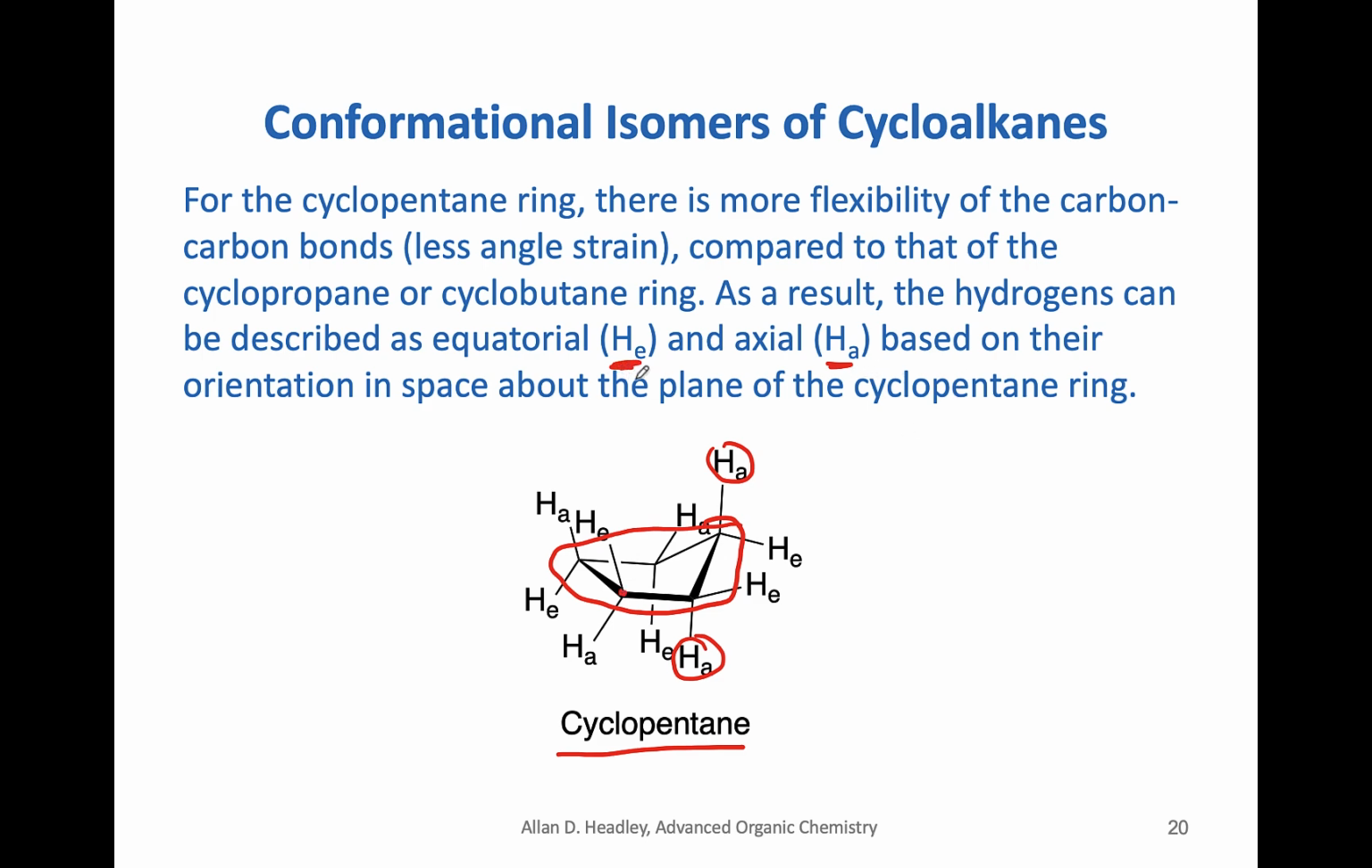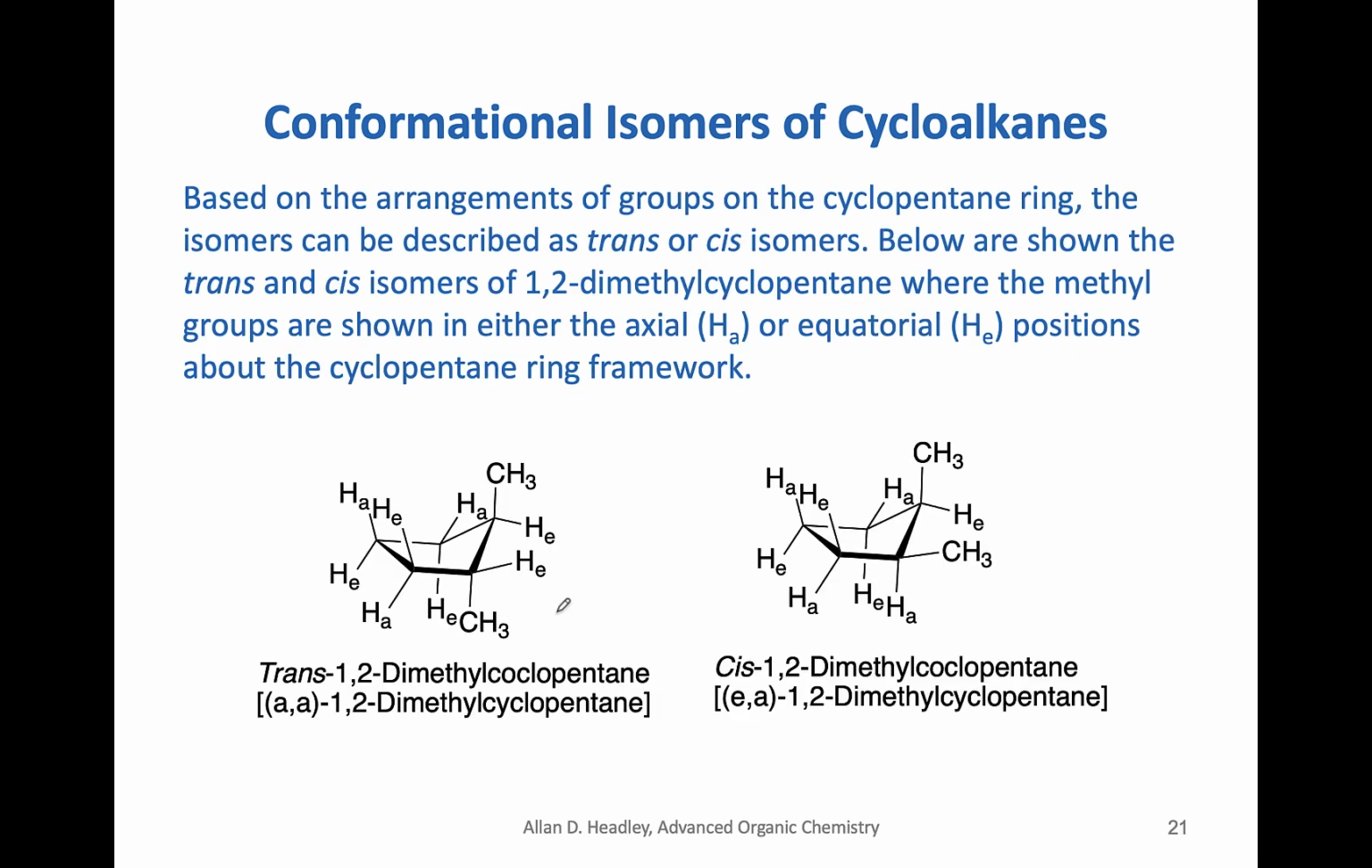So a little more flexibility causes the hydrogens bonded to the carbons to differentiate as axial and equatorial. If we put two groups on, such as a methyl group and a methyl group, notice they're on two sides of the cyclopentane ring, and they are axial and axial, so that would be trans because they are on opposite sides of that cyclopentane ring. Here this would be equatorial and axial, so this would be cis-dimethylcyclopentane.